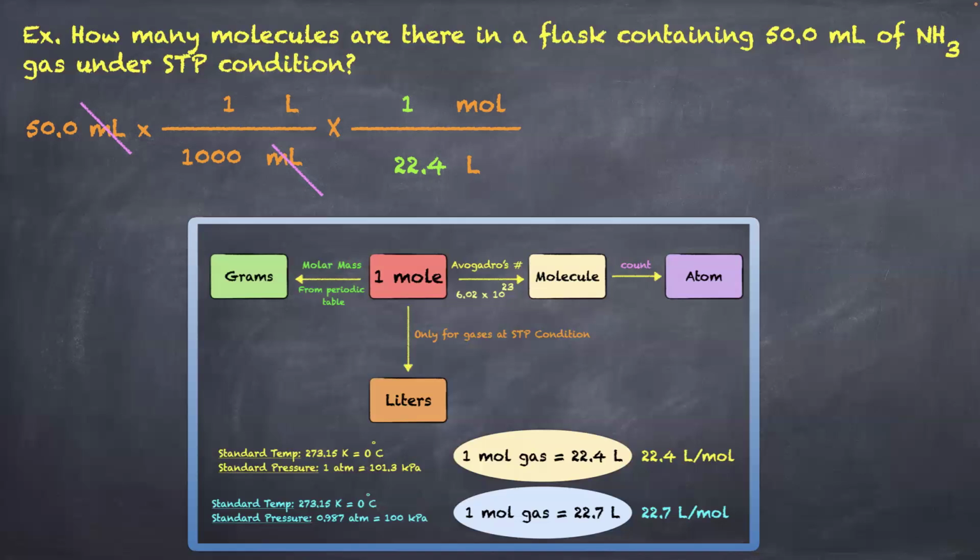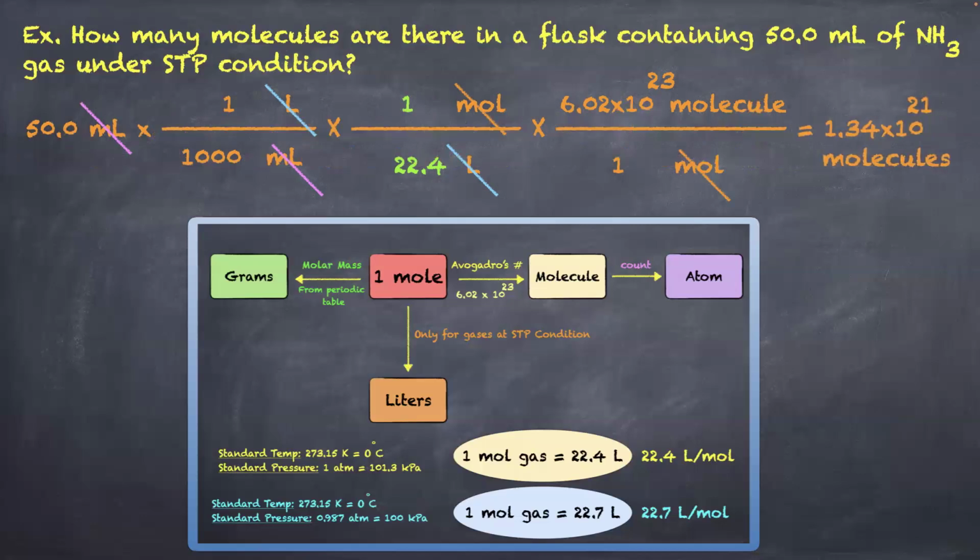However, some textbooks define STP at a different pressure. So that's why they might use 22.7, but the calculation is pretty much the same. It's just that instead of 22.4, you have to use 22.7. So this way liters can cancel out. And the next step for us is to convert moles to molecules. So moles has to go at the bottom, molecules at the top. And using Avogadro's number, we can find the number of molecules. So this would be our final answer.